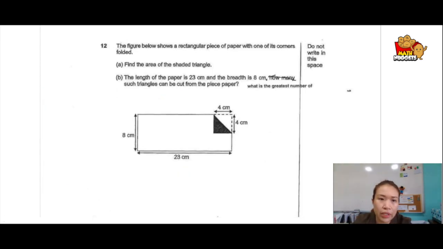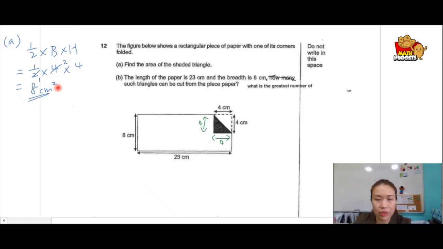Question 12, part A, we're supposed to find the area of the shaded triangle. In order to find area of triangle, we need the base and the height. So in this case, base and height, both 4. So for part A, to find the area of the shaded triangle, half times base times height, which is equal to half times 4 times 4, which gives you 8 square centimeters.